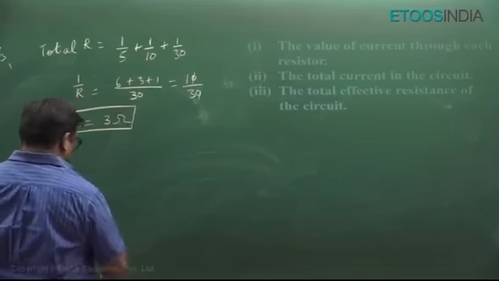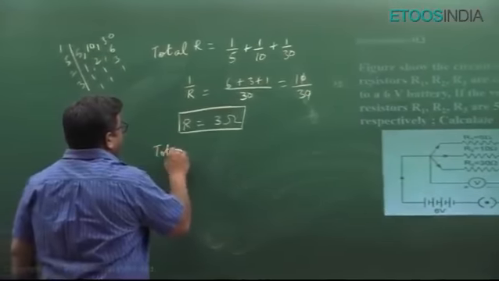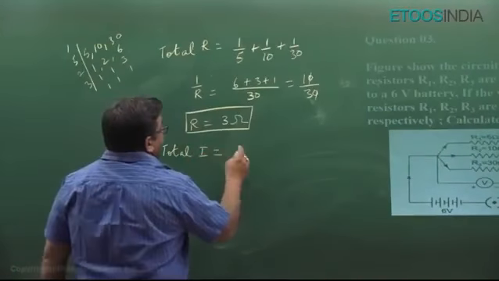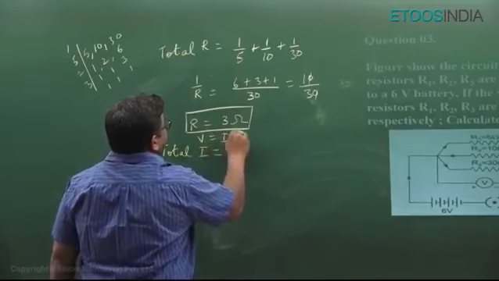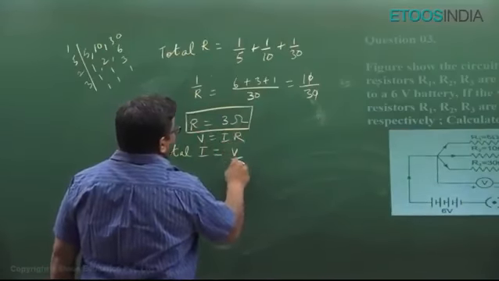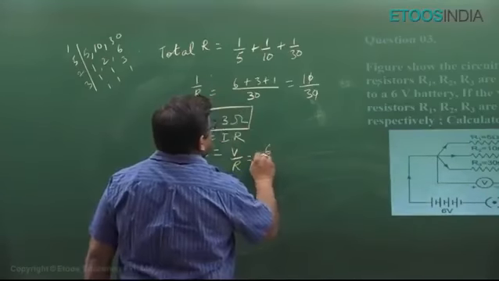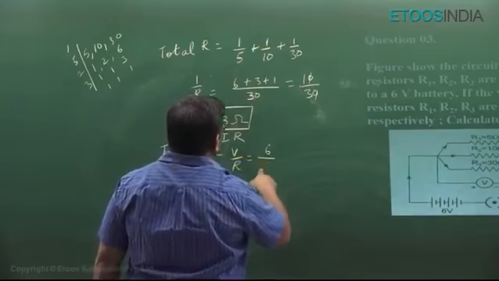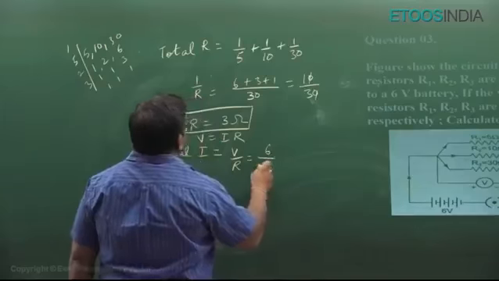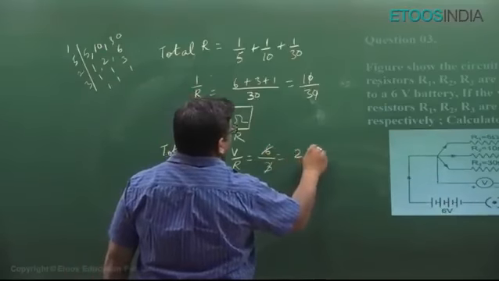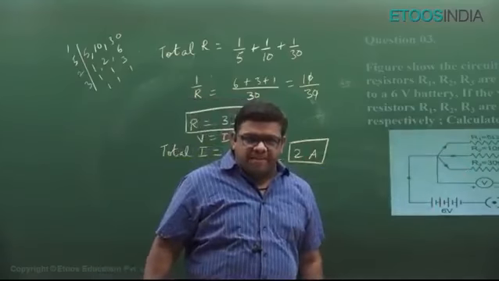We know that the total current will be, from the formula V is equal to IR, I is equal to V upon R. We know that the value of V over here is 6, and the total resistance is 3. Got it? So, it will be 2 ampere. The current in the total circuit will be 2 ampere.